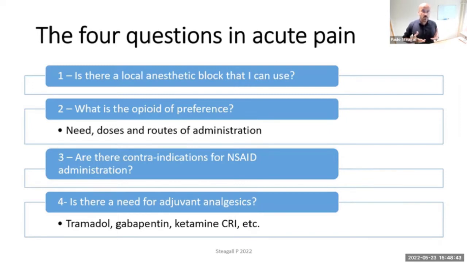Over my years teaching veterinary anesthesia and pain management, I was creating some materials for my students, and I came up with what I thought could be a simple way of thinking when you start building your analgesic protocol as part of the analgesic plan. So the first thing would be to ask yourself, is there a local anesthetic block that I can use?